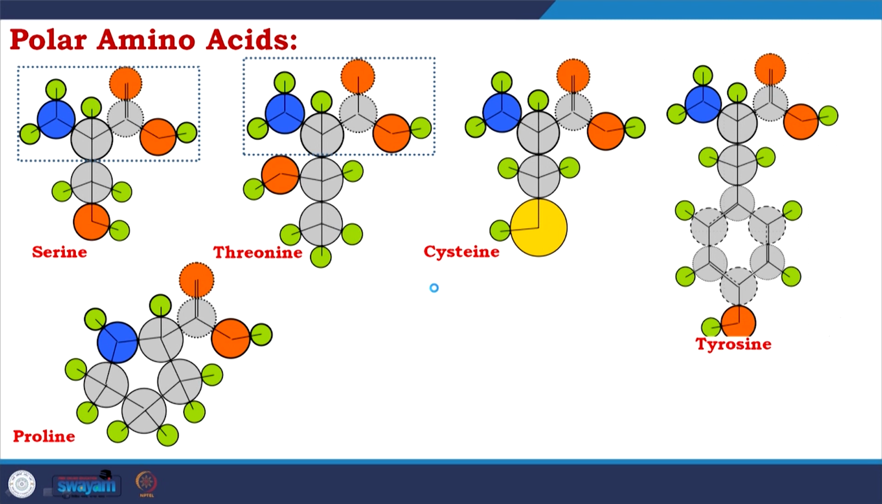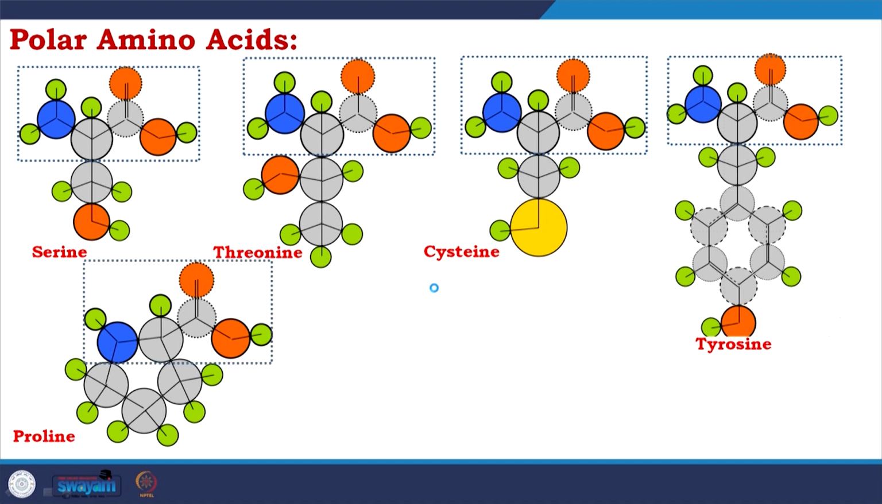CHOH CH3 for threonine, CH2SH for cysteine, CH2 with a phenyl ring followed by OH for tyrosine, and very interestingly, as I told, it is part of the ring in case of proline. So why is proline in both the groups, polar and non-polar?